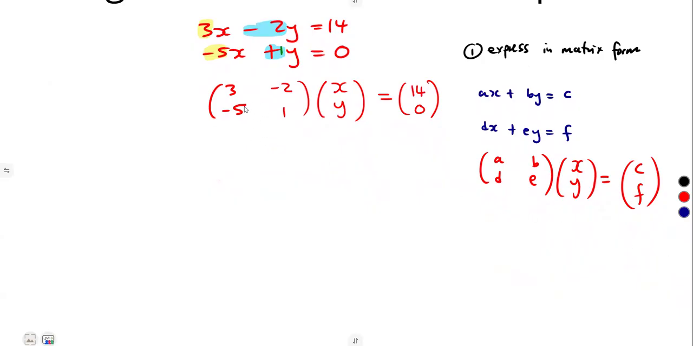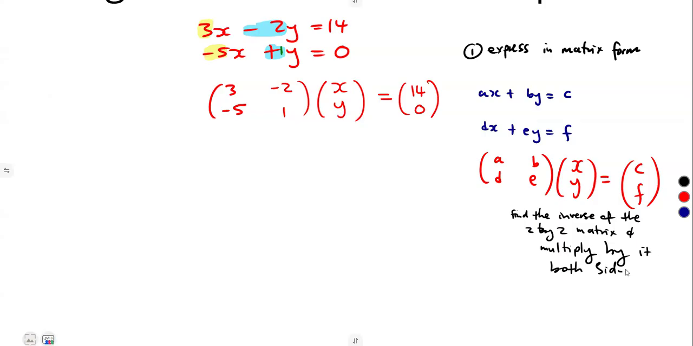After that, you determine the inverse of the 2 by 2 matrix. Let's say this one is matrix A. You find its inverse, the inverse of the 2 by 2 matrix, and multiply by it on both sides of this equation.